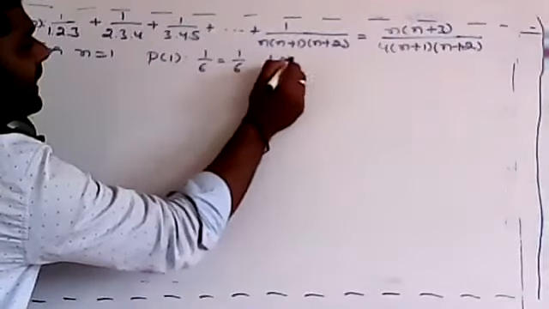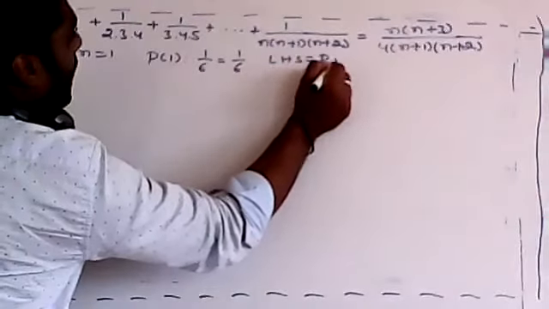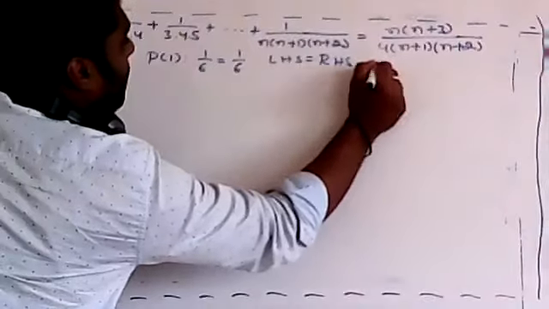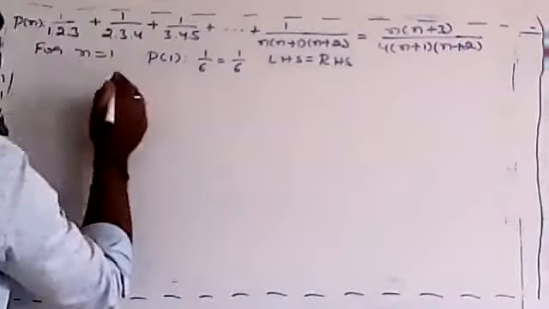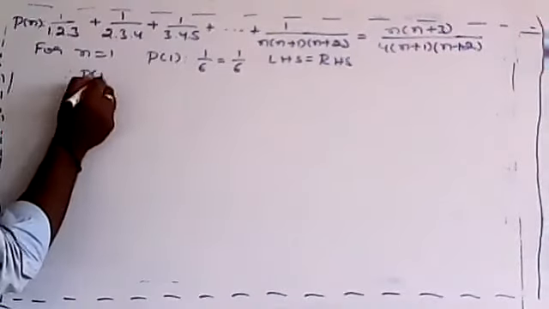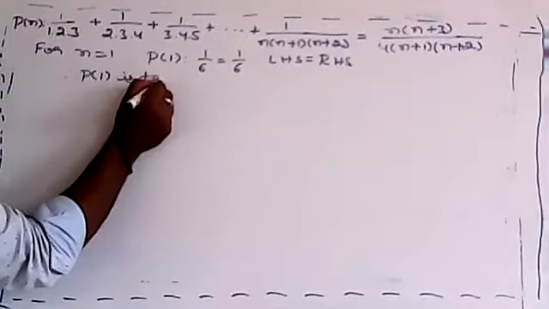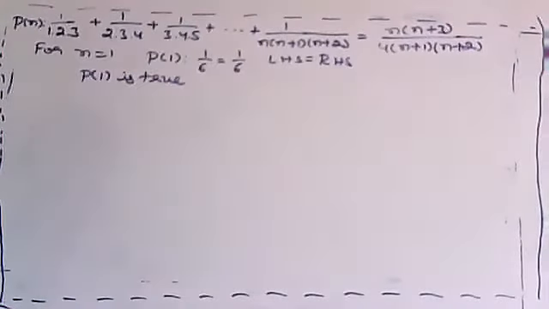So LHS side is equal to what? RHS side. Therefore, P of 1 is true. Correct or not? P of 1 is true.